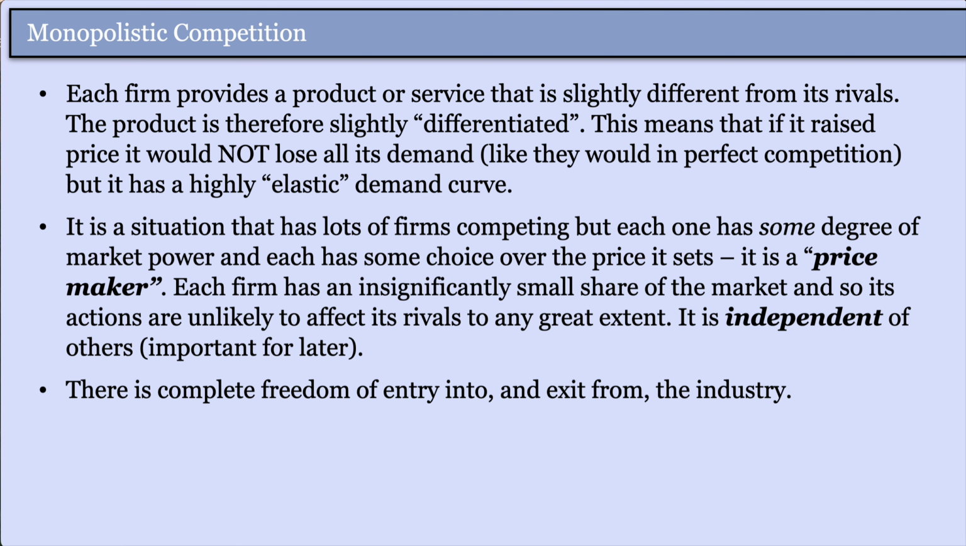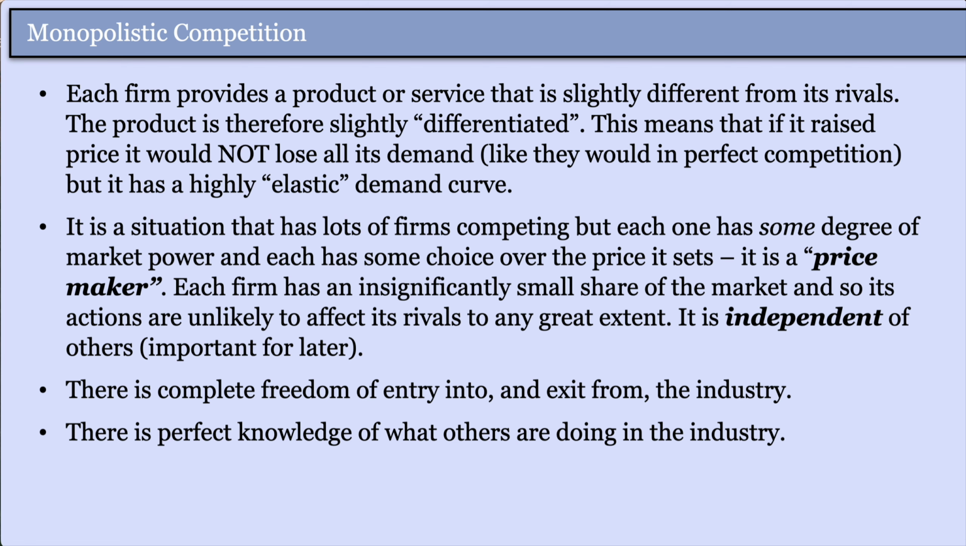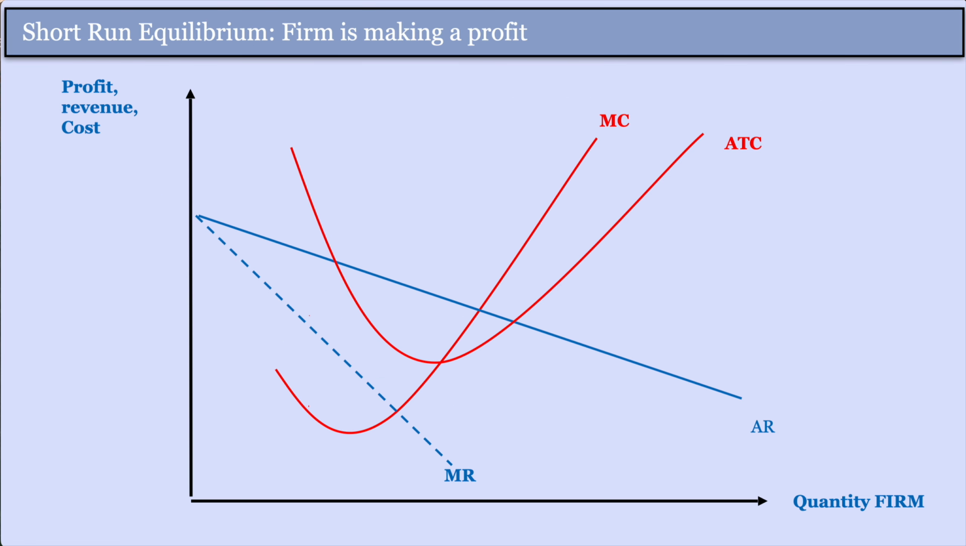There is complete freedom of entry into and exit from the industry, exactly like perfect competition, and there's perfect knowledge, which is exactly like perfect competition. And this is the diagram that you get. You get your downward sloping AR curve, your MR curve, which is sloping downwards at half that rate. You have your marginal cost curve cutting the average cost curve at the lowest point here.